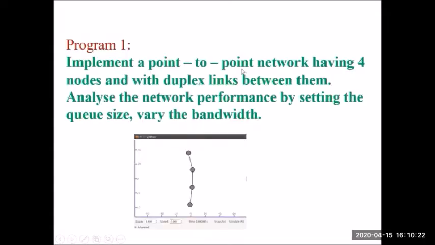Okay, so let's start our first program. Implement a point-to-point network having 4 nodes with duplex links between them. So there should be 4 nodes, as I've shown in this PyViz simulated diagram. There are 4 nodes, and between each 2 nodes there is a duplex, full duplex, point-to-point link or channel. You should analyze the network performance by setting queue size and also varying the bandwidth.